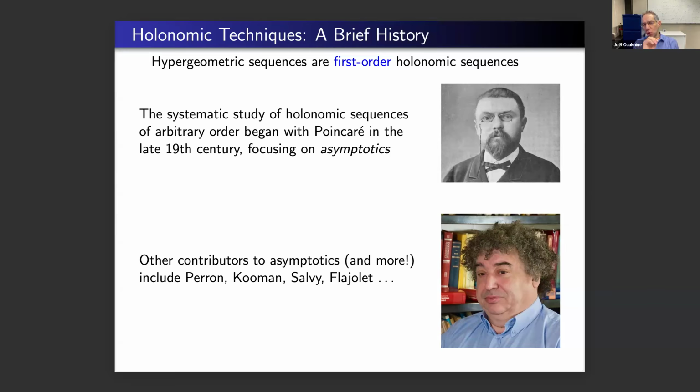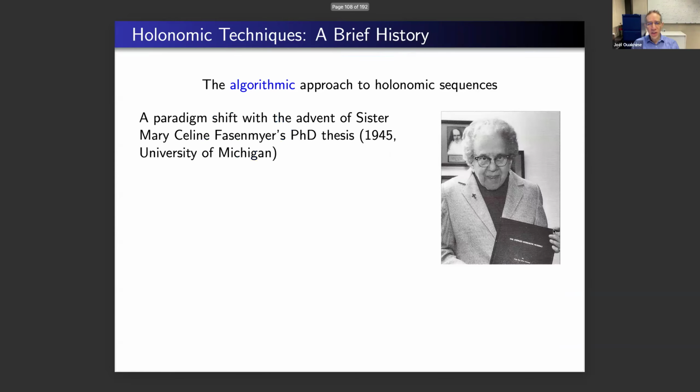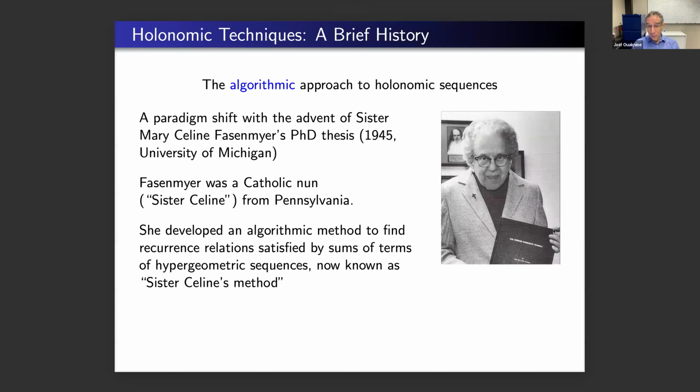But these were all kind of structural results. The algorithmic approach to holonomic sequences, which has a very different flavor, was really initiated by this woman, Marie-Céline Fasenmeyer. She was a Catholic nun from Pennsylvania, and in addition to being a Catholic nun, she did a PhD thesis at the University of Michigan in number theory. And she developed an algorithmic method to automatically elicit the recurrence relation satisfied by sums of terms of hypergeometric sequences, which include binomial coefficients. This is now known as Sister Celine's method.